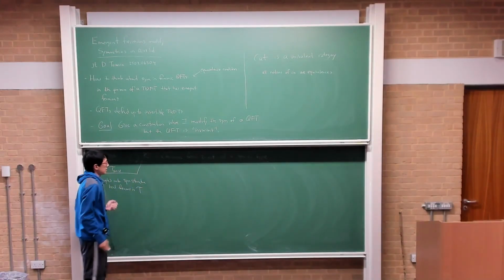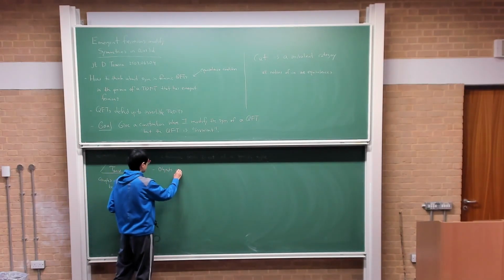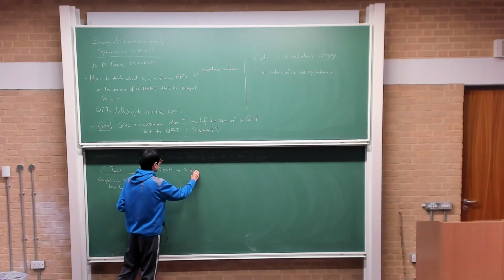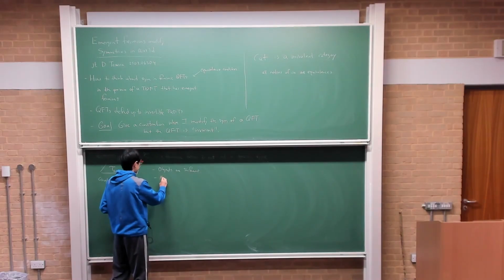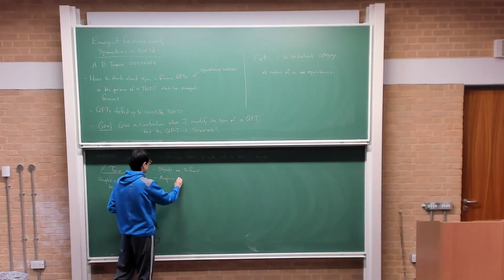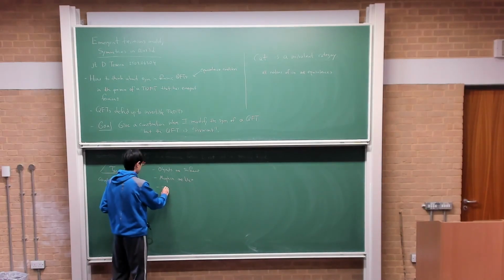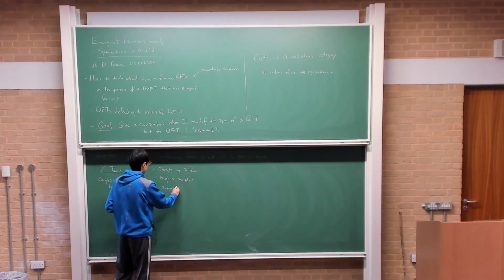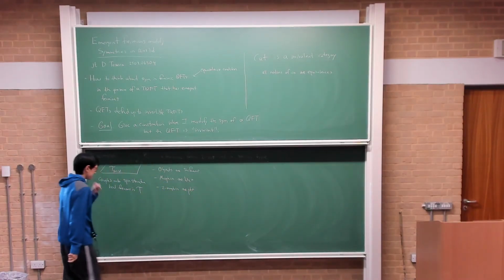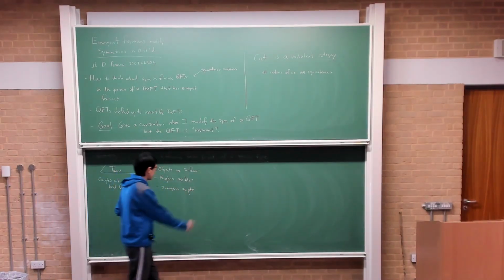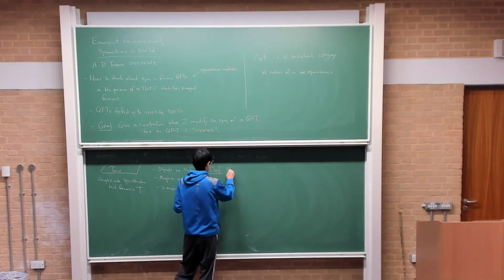So in a 2 category, what do I have in general? I have objects, which are surfaces, and then I have morphisms, which are lines, and then you have 2 morphisms, which are points.